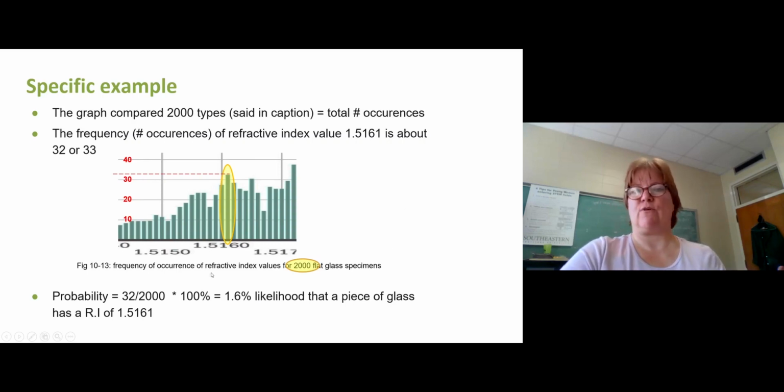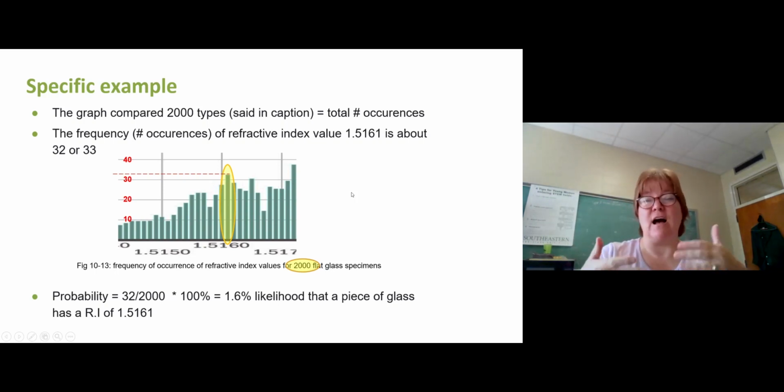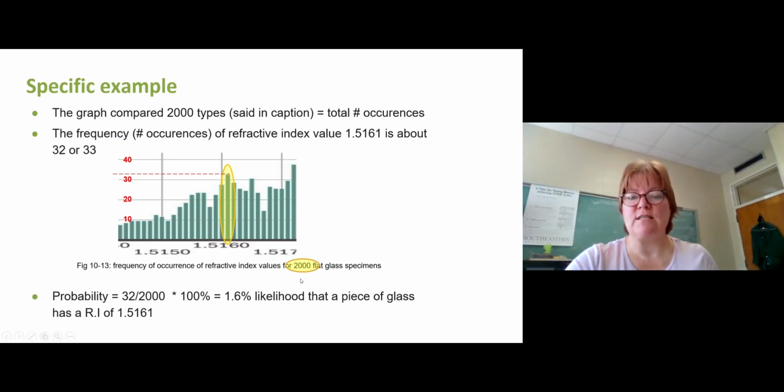So suppose I measure a piece of glass, my individual piece from the crime scene, and it has a refractive index of 1.5161. I want to know how probabilistic is that? Is that a common or not so common piece of glass? From that distribution, I have to look at when that distribution was made and how many pieces of glass they sampled. In this case, they took 2,000 samples. So that's my total number of occurrences.